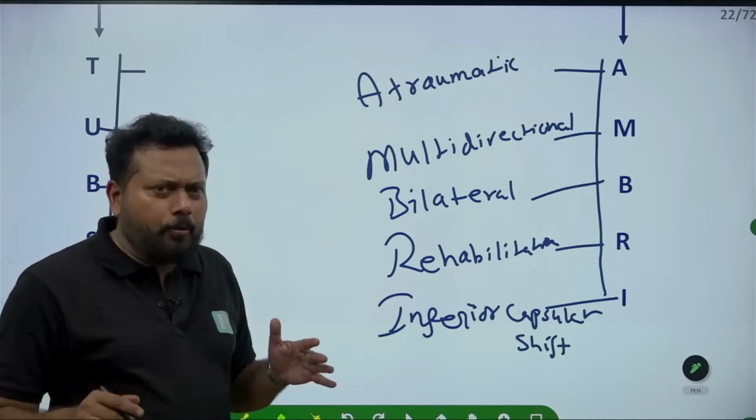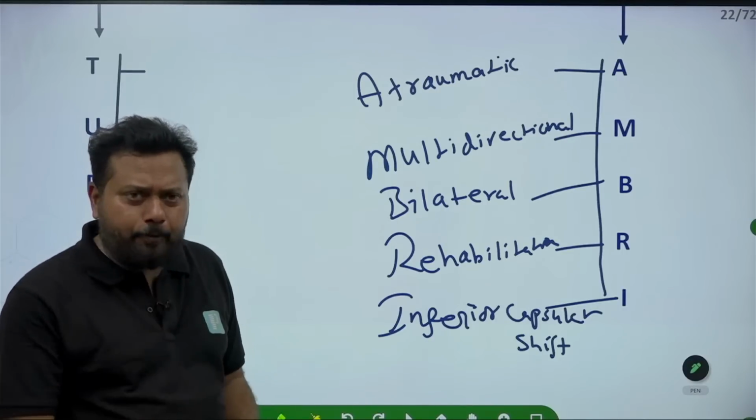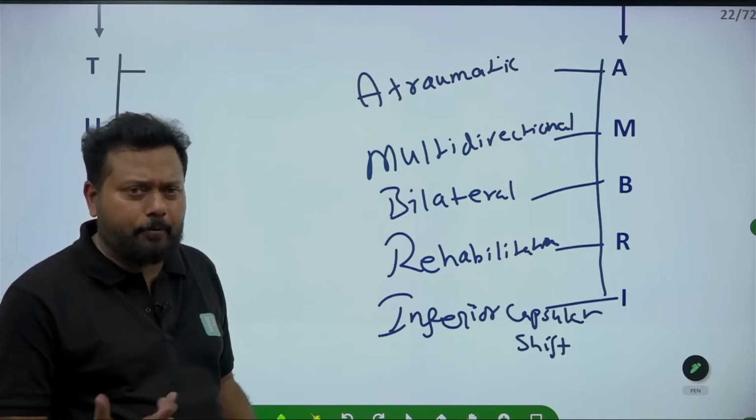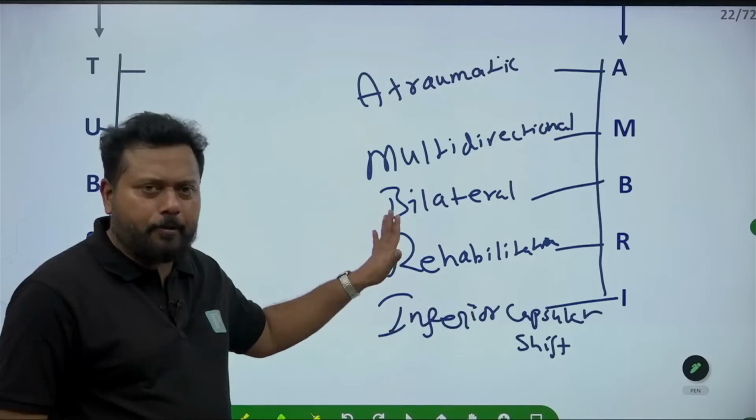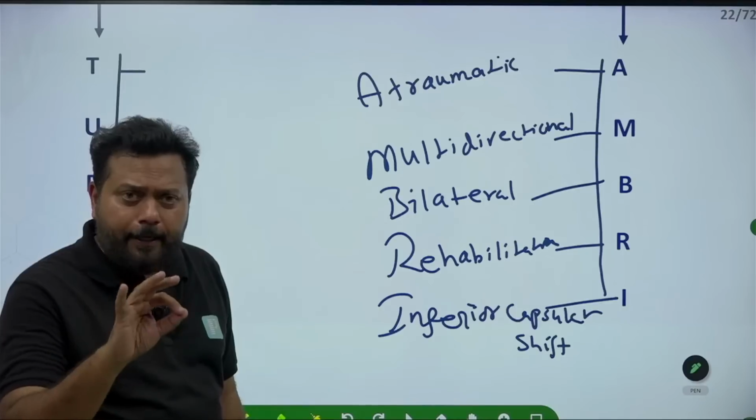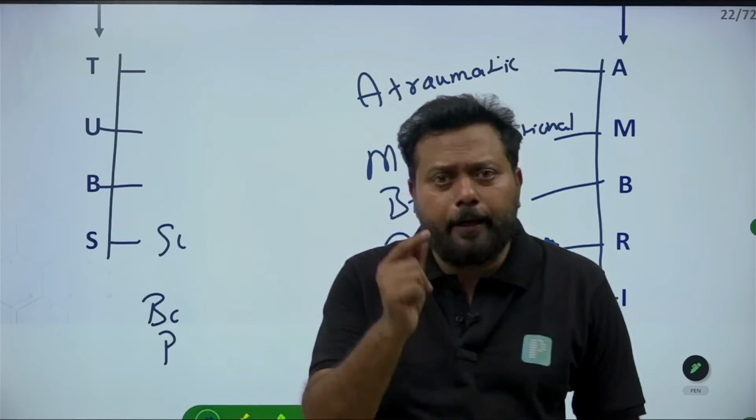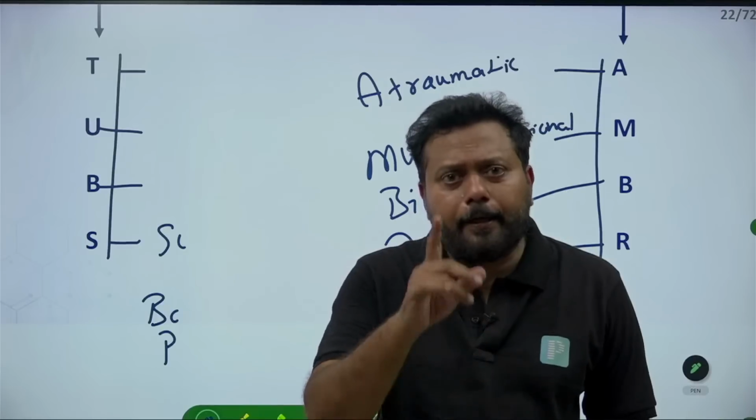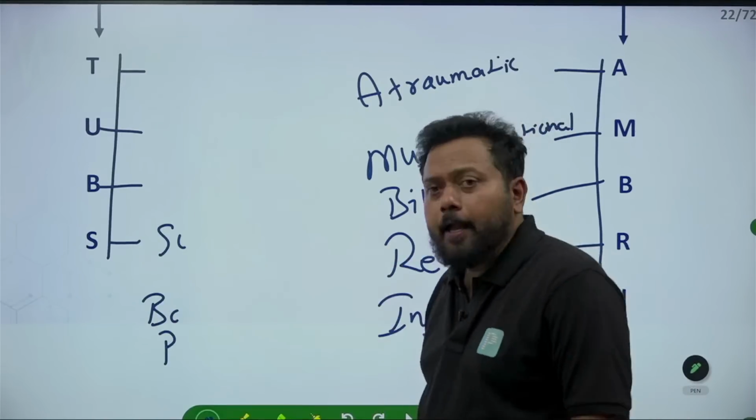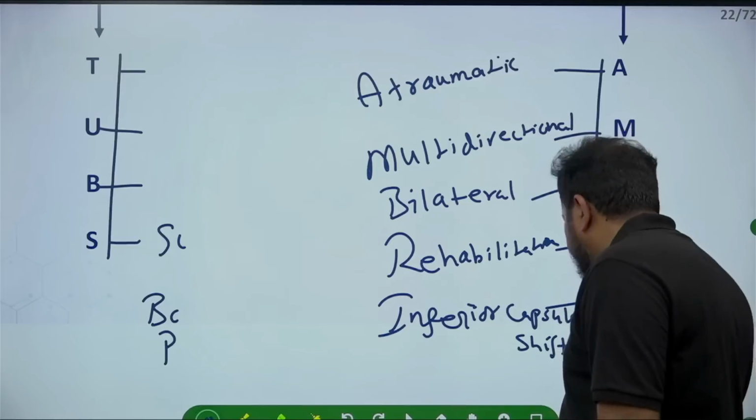If at all you do a surgery, one old surgery that is available, you are shifting the capsule inferiorly. That's called inferior capsular shift. Just know the point, that's all. If they ask a question, best treatment for atraumatic multidirectional: rehabilitation, physiotherapy. Best treatment for unidirectional traumatic: surgery. Okay, that completes recurrent shoulder dislocation to some extent.